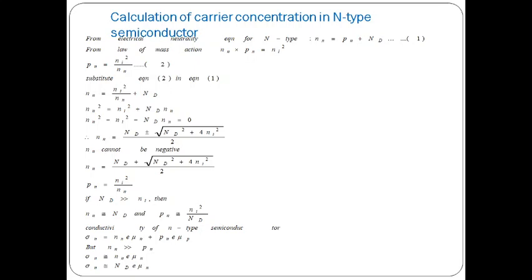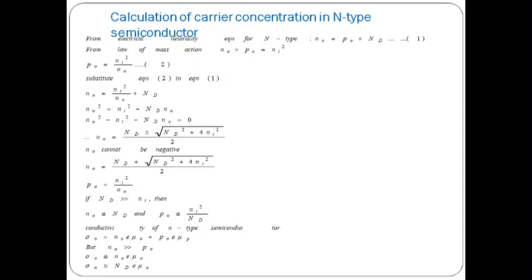Substitute equation 2 in equation 1. That means Nn equals Ni square by Nn plus Nd. We can write the quadratic equation Nn square minus Nd Nn minus Ni square equals 0. So the solution of the quadratic equation is nothing but the roots of the quadratic equation, minus b plus or minus root of b square minus 4ac by 2a. So Nn equals Nd plus or minus root of Nd square plus 4Ni square by 2. Here a equals 1, b equals minus Nd.